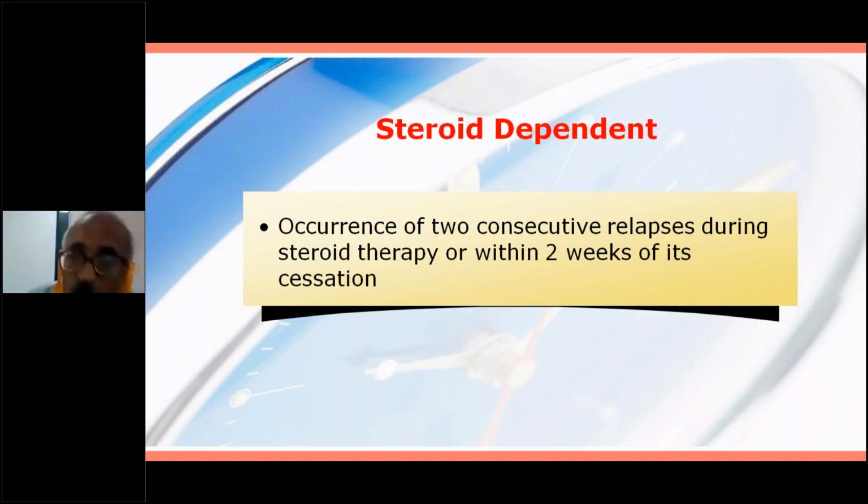What is steroid dependent? It is the occurrence of 2 consecutive relapses during steroid therapy, or a relapse within 2 weeks of stopping therapy. That means within 15 days, although you got a remission, it comes back again. Every time you stop therapy, or while you are treating, the 2 consecutive relapses during steroid therapy is called steroid dependency.